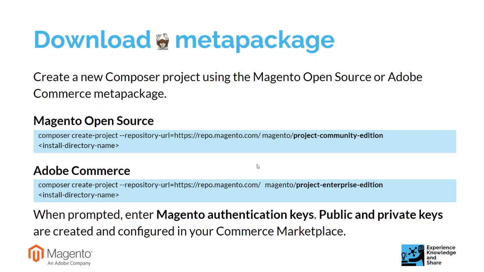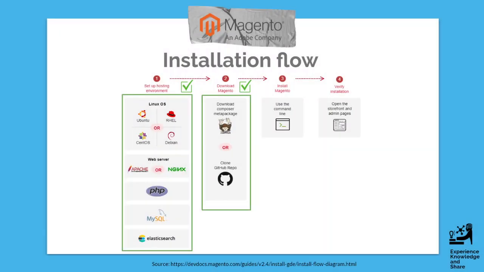Once you execute the command in the respective folder, it will ask for the Magento authentication key, which you can get from your Magento Marketplace account. Once you create that, you can see the public key and private key. The public key is the username and the private key is the password. We have to use that. That way we are ready with the Composer package, and the composer.json file will be ready once you execute the command.